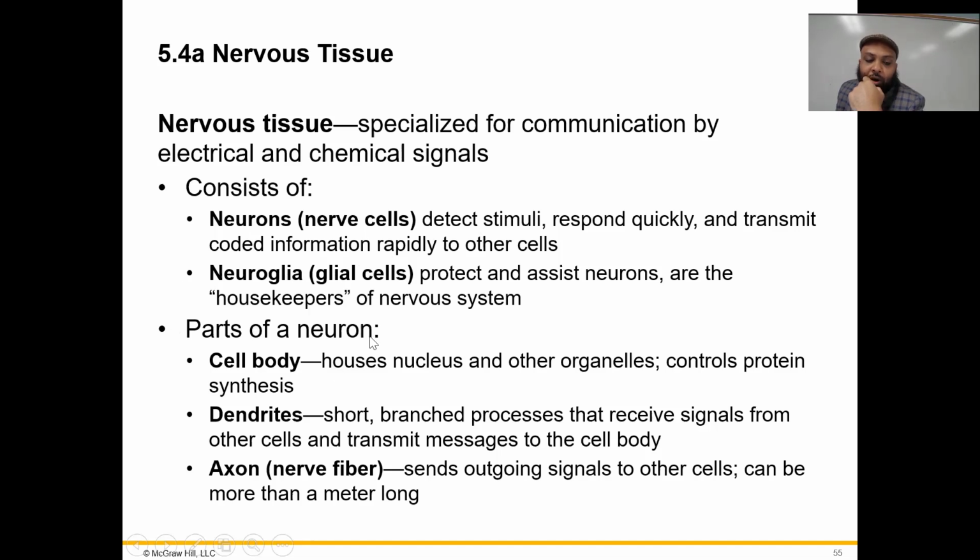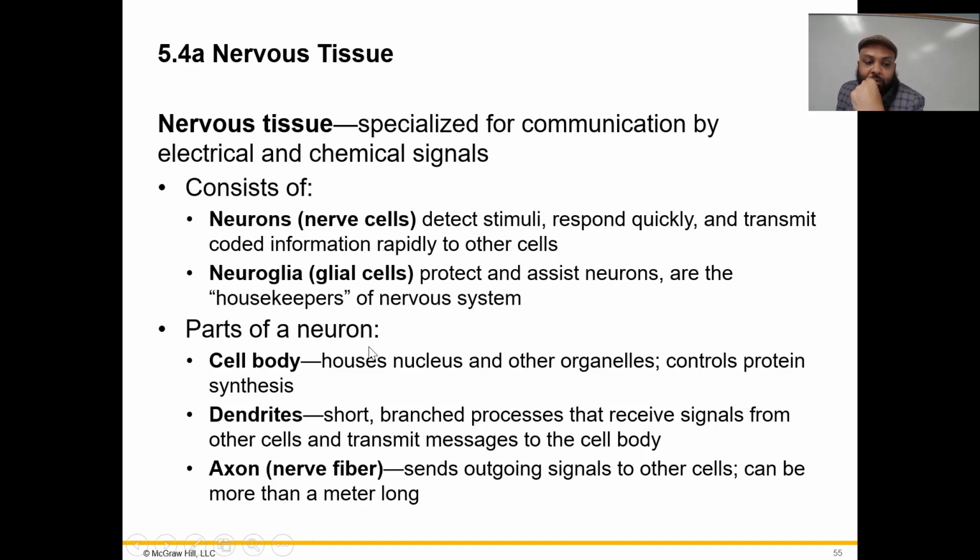So these are parts of a neuron. What are the parts of the neuron? Remember that the neuroglia are more supportive. They protect and assist the neurons, and they are the housekeepers of the nervous system. Neurons are nerve cells that detect stimuli, respond quickly, and transmit coded information rapidly to other cells.